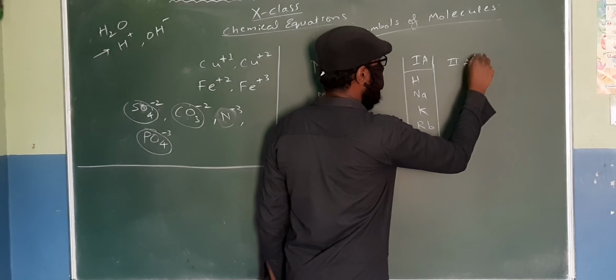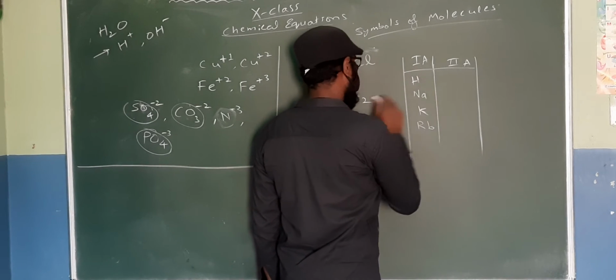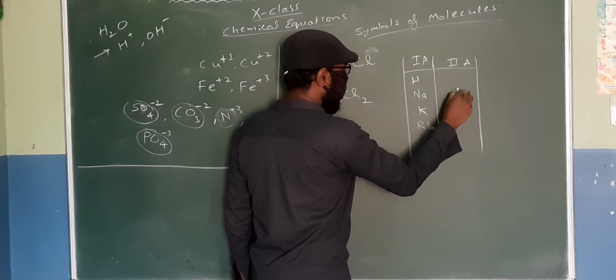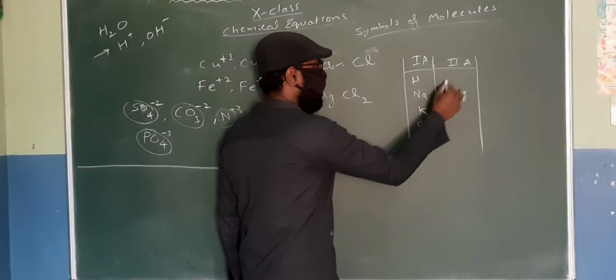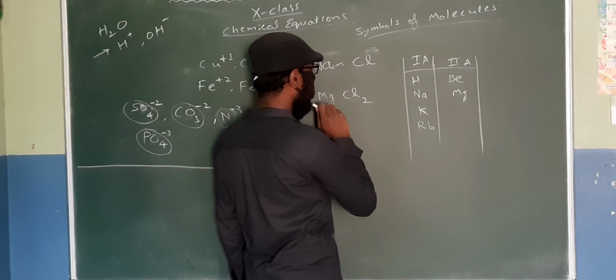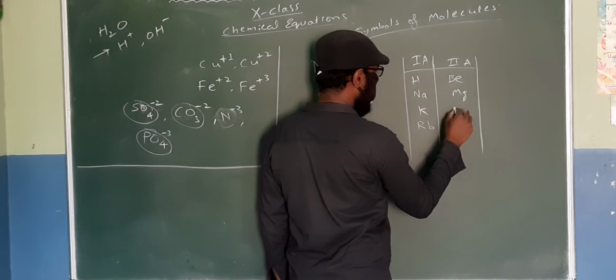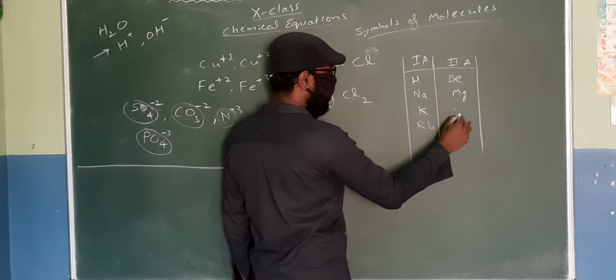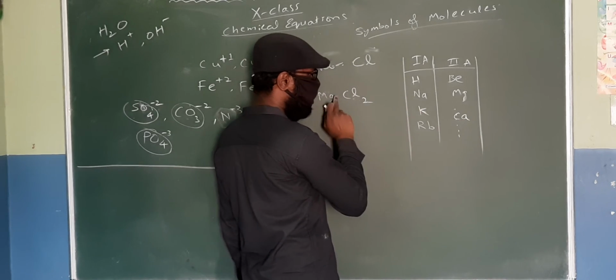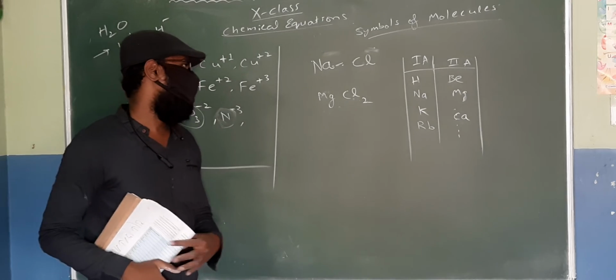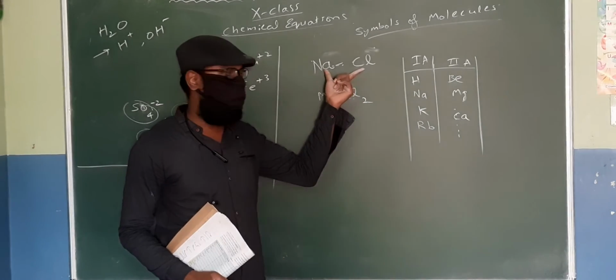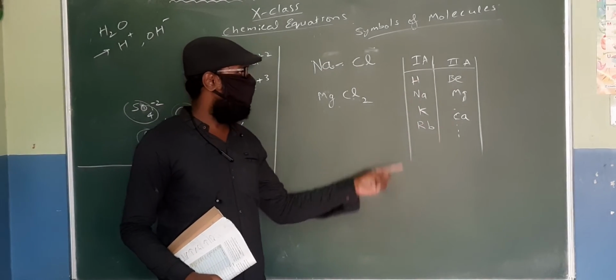Similarly, in 2A, if magnesium belongs to 2A and magnesium combines with chlorine to form MgCl2, it means that beryllium combines with chlorine to form BeCl2, and then every other element, including calcium also. Calcium combines with chlorine to form CaCl2. Now this is one more simple advantage of the periodic table. If you know the formula of one compound, you can use it to find other compounds also.